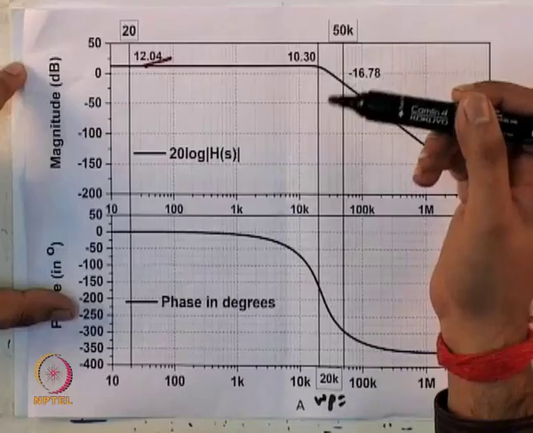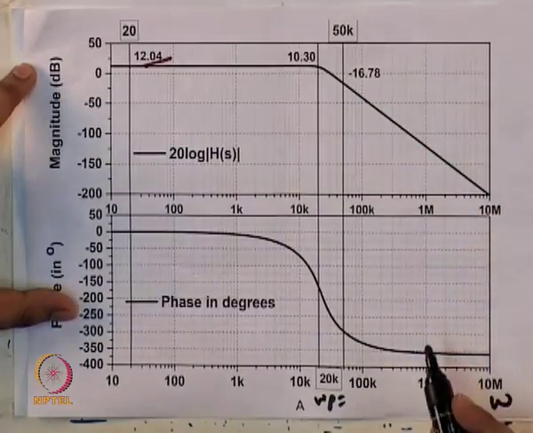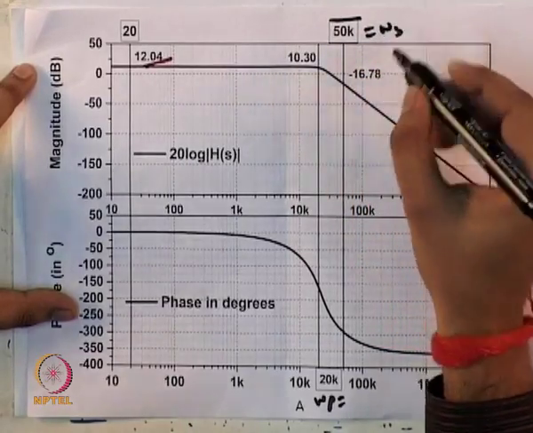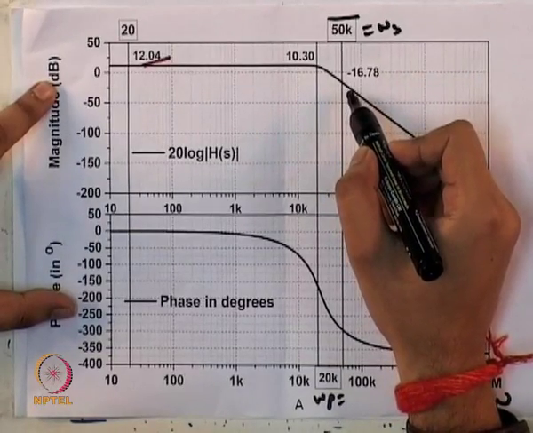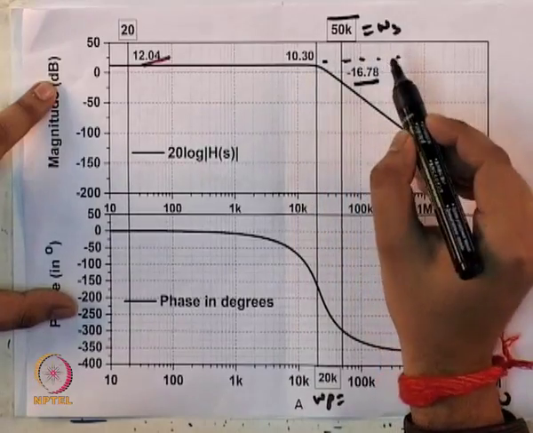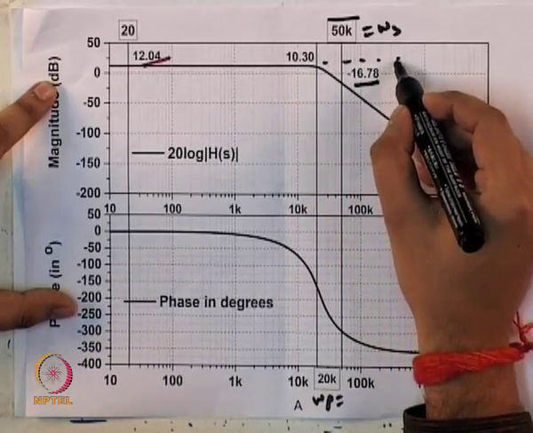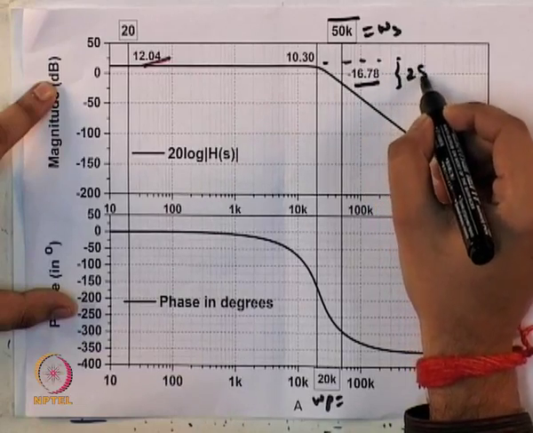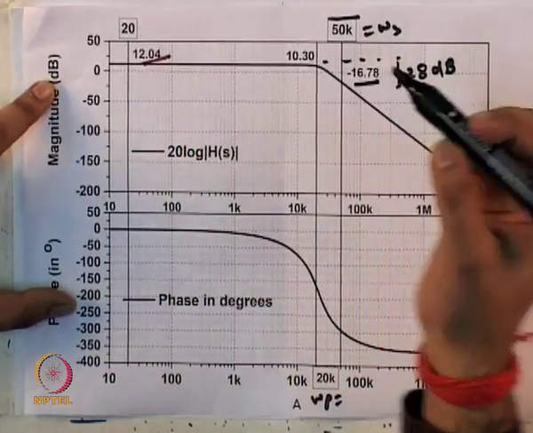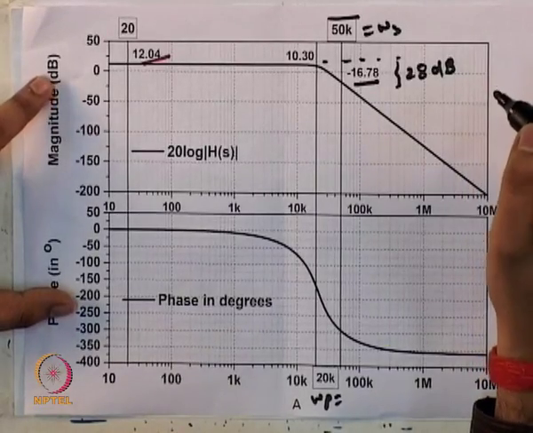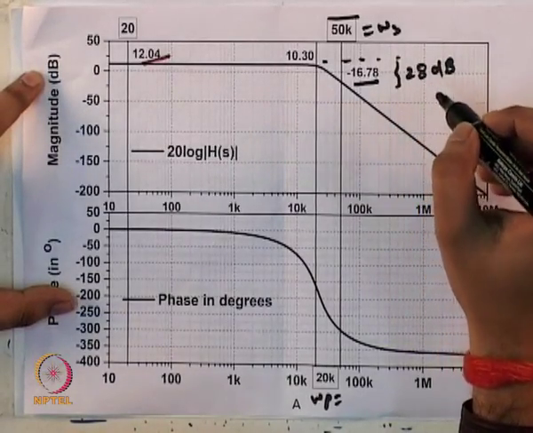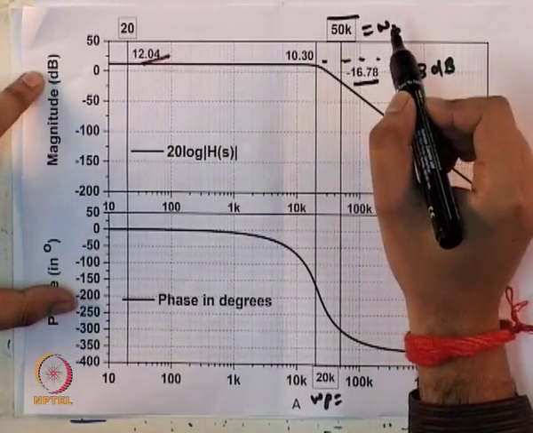Because we have over designed the filter. And similarly at omega equal to 50k, we have a response magnitude of minus 16.78 dB, that is approximately 28 dB down from the DC value. In the specification we targeted 24 dB, but since we have over designed the filter, it comes out to be 28 dB attenuation at 50k omega s.